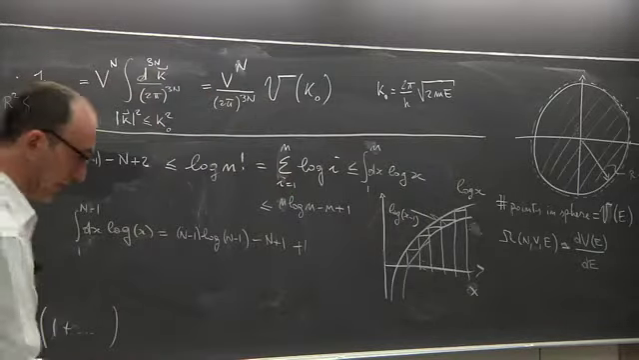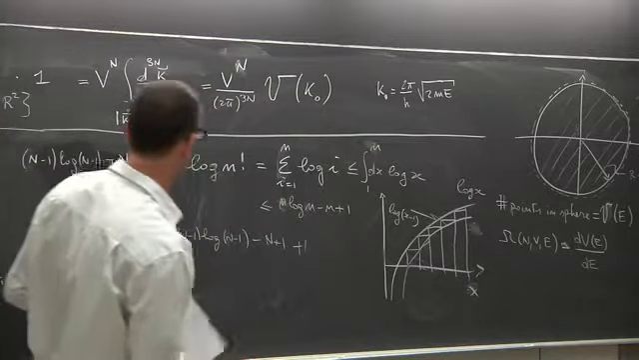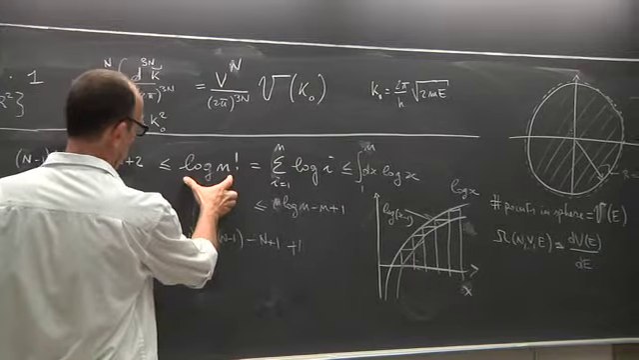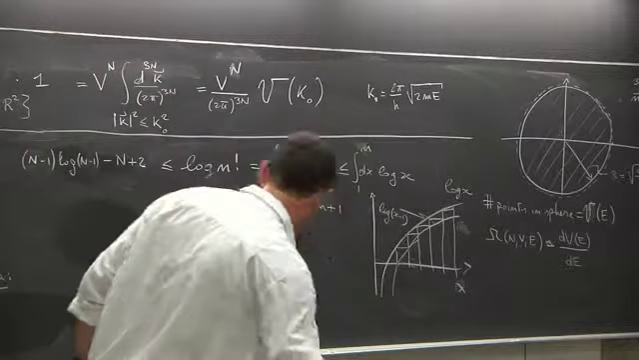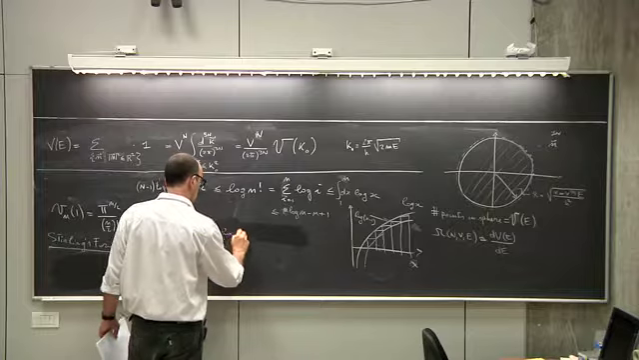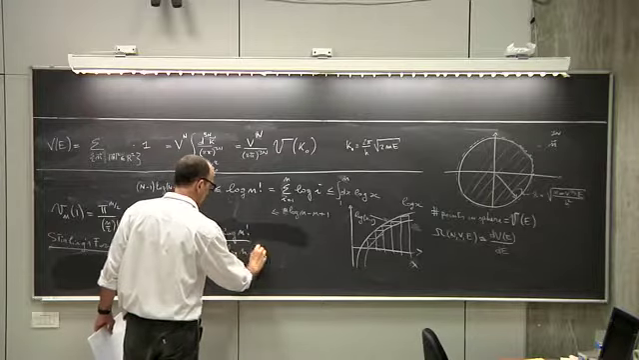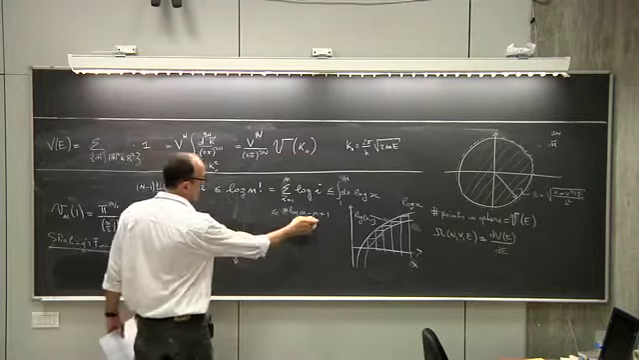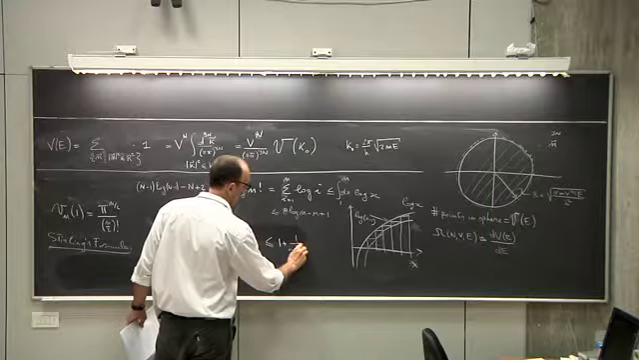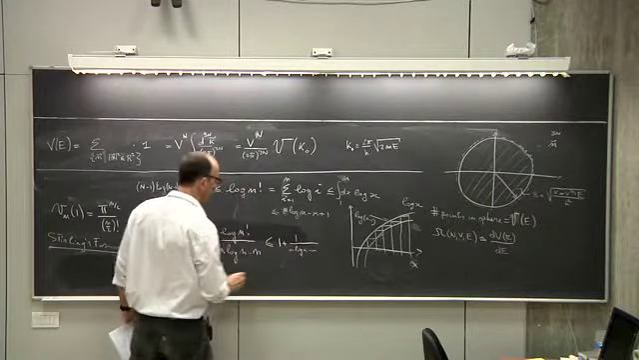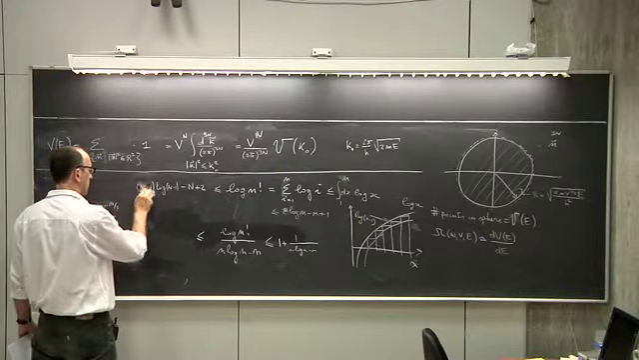Now, if you divide by log n, this implies that if you take log n factorial divided by n log n minus n, this is less than something which is 1 plus 1 divided by n log n minus n, and less than something which is, oh sorry, this is always small n.